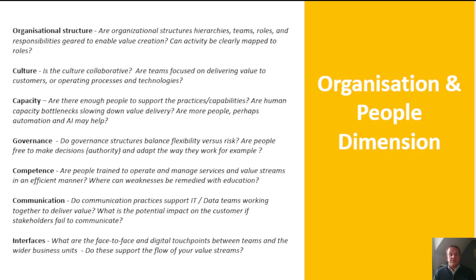Competence, it's always a tricky one. Are people trained sufficiently? Do they have the sufficient skills, the sufficient knowledge to manage those services and ultimately deliver value to your stakeholders? Are they doing it in an efficient manner?